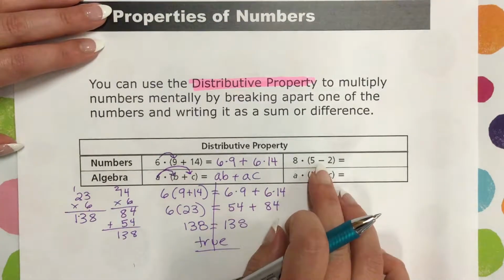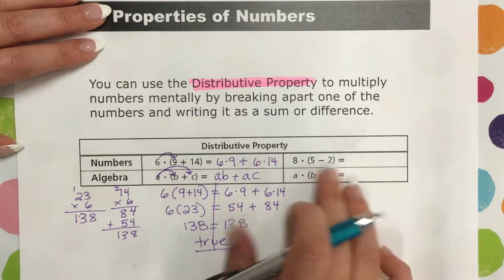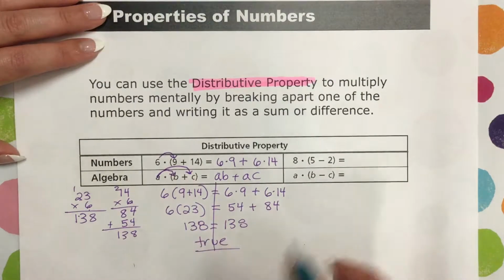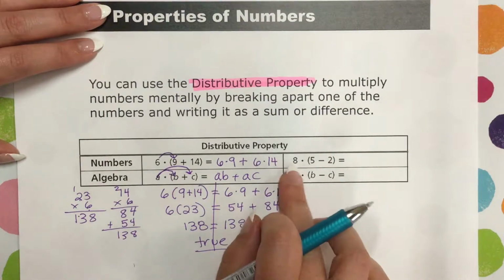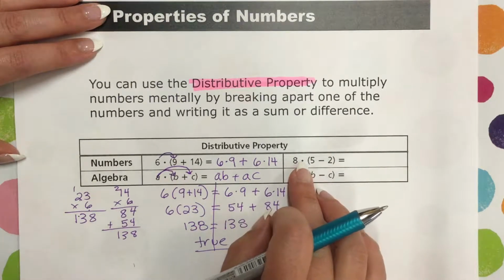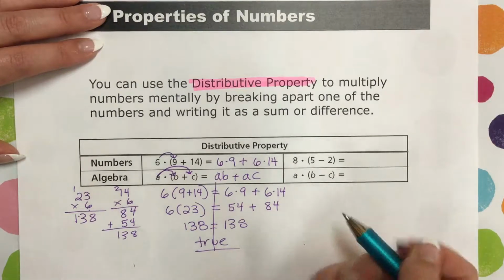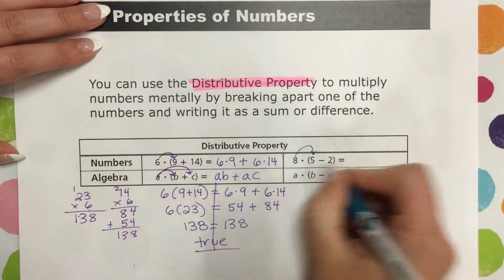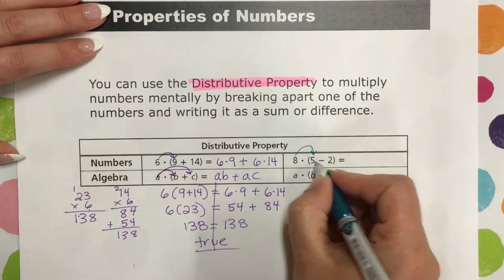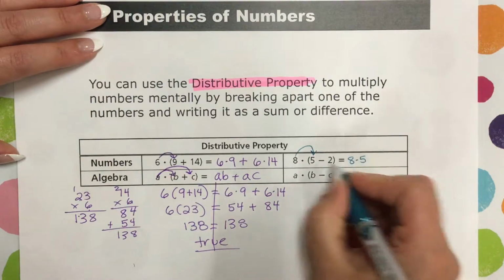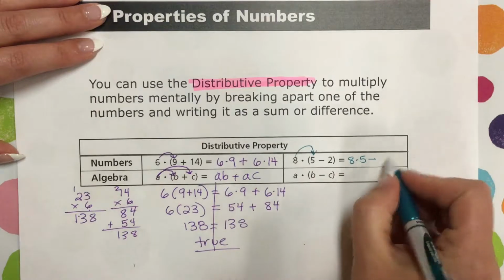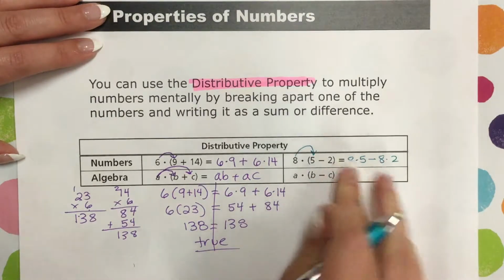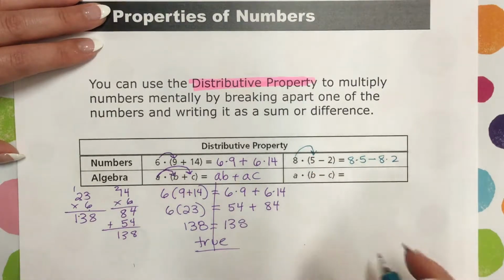Let's see how this works with subtraction inside the parentheses. And it really works exactly the same. Whenever you have a number outside of the parentheses that is related to the parentheses by multiplication, you can use the distributive property, which just states, hey, you distribute that 8 to the 5, so 8 times 5 minus 8 times 2. And those things are equivalent. They equal the same thing.